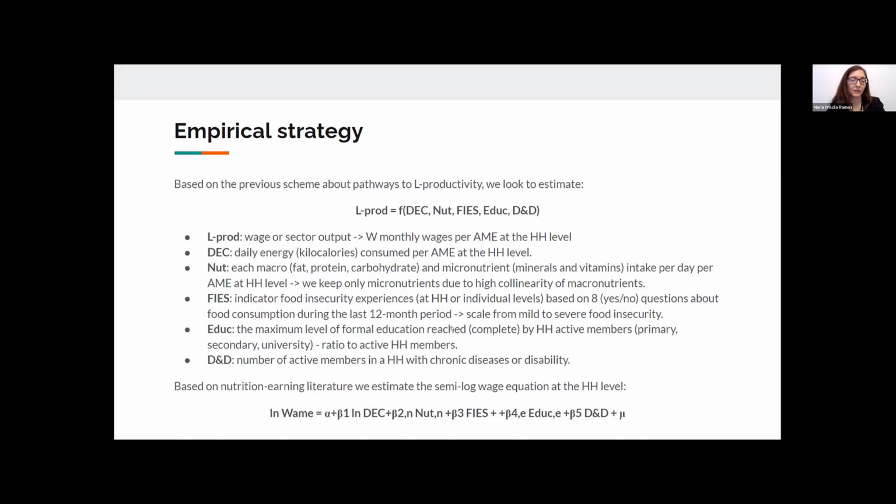Also, the FIES indicator as a food insecurity indicator will be introduced in the equation, and the variables of education, of the 3 levels of education present in a household, that is primary, secondary complete, and university, that could be complete or incomplete. And finally, the number of active members in the household that have a health problem, that means chronic disease or a disability. And of course, this is the disturbance term with normal behavior.